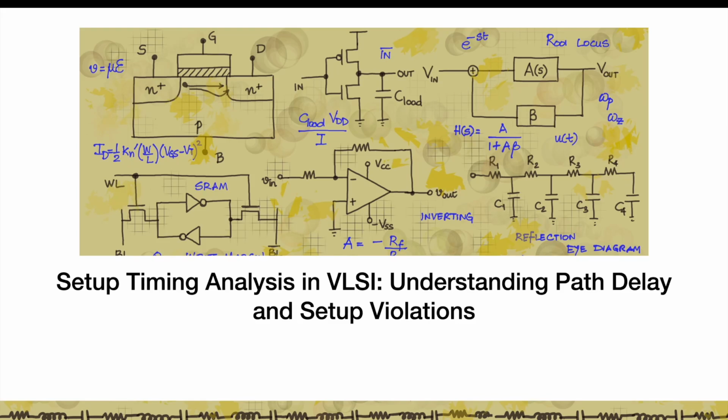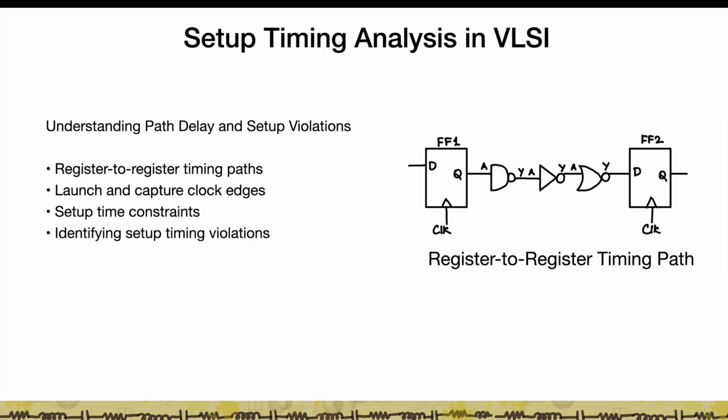In the last lecture, we built up the machinery of static timing analysis from scratch. Timing graphs, arrival time, required time, slack. You now know what those words actually mean. But we left one question hanging. What exactly is a setup violation and how does one happen? That's what this lecture is about.